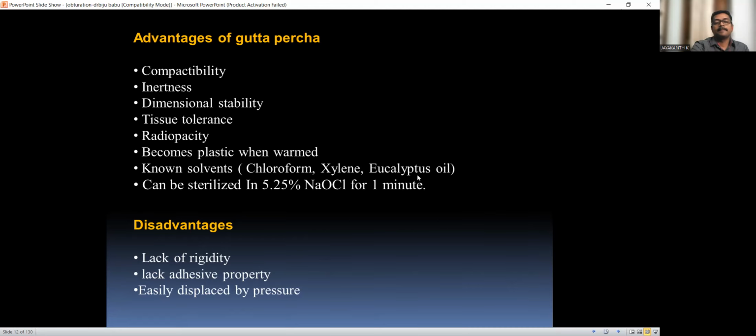So it becomes easily soluble in these products, and it can be sterilized in 5.25% sodium hypochlorite for 1 minute. So you have to note that this is a method for sterilization of gutta-percha. You can immerse it in 5.25% sodium hypochlorite for 1 minute for sterilizing it. Coming to the disadvantages of gutta-percha, it lacks rigidity, lacks adhesive property, and is easily displaced under pressure.